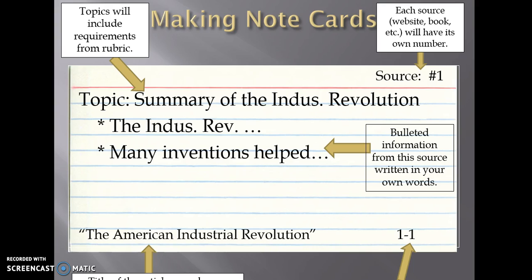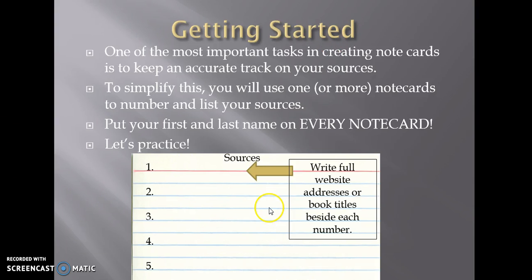So now that you have your source card made, we are ready to actually start making the research-based note cards. And what you see on your screen right now is an example of a note card. So we're just going to look at this one. You can see there's a topic, and there's the source number that was assigned from the previous slide.